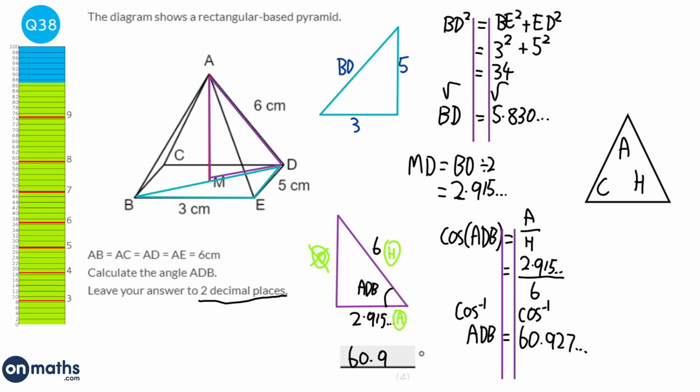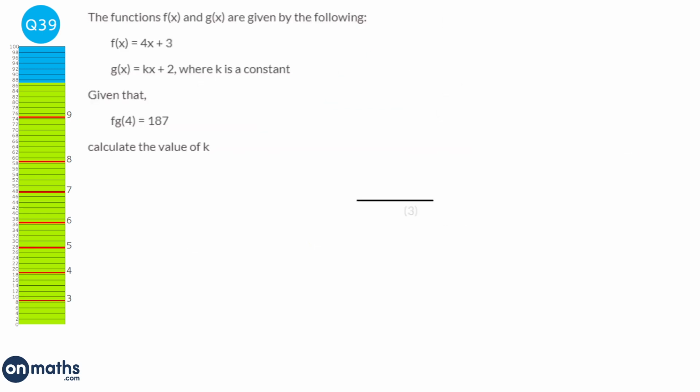We're going to first of all work out what the function fg of x is, and to do that we're just going to feed in the value of g of x, the function kx plus 2. We're going to feed that in as the value of x in the f of x function. So instead of 4x, it'll be 4 lots of kx plus 2 and then plus 3.